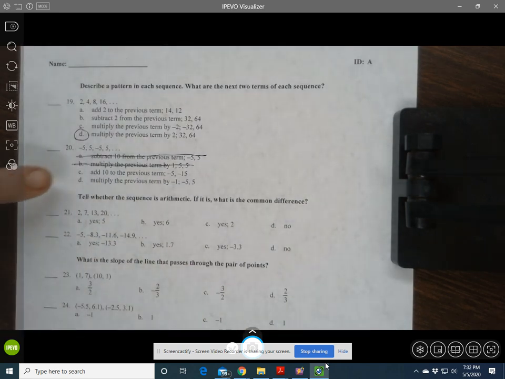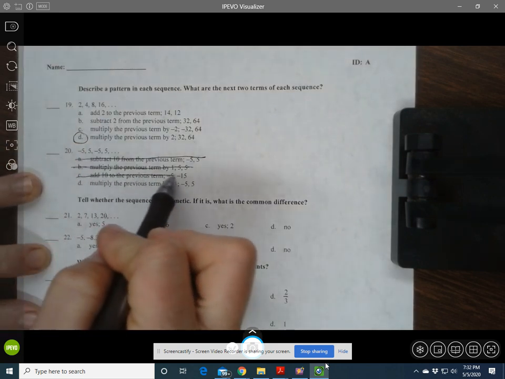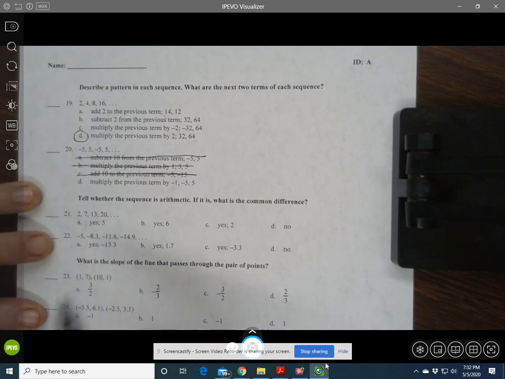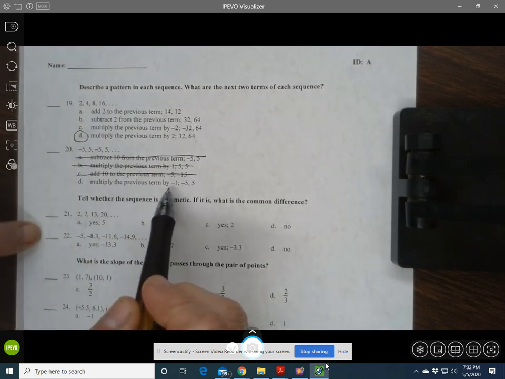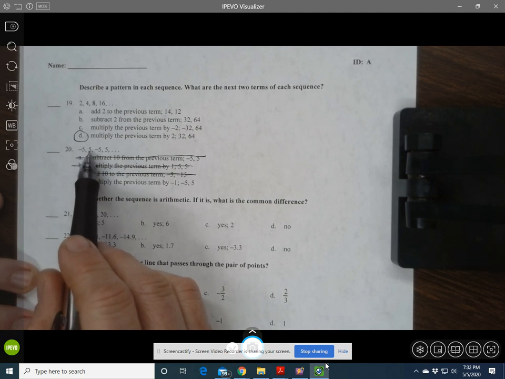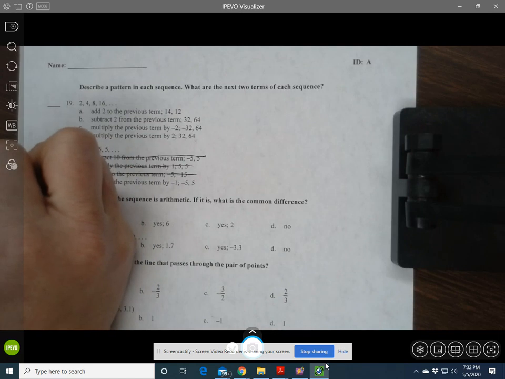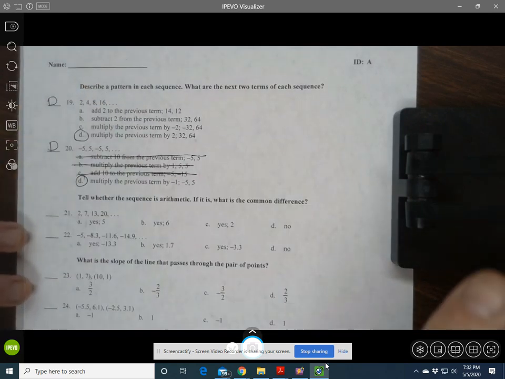This one says add 10 to the previous term. Well, -5 plus 10 is actually going to be 5. So then what is 5 plus 10? Well, that one's 15, so it cannot be that one, so don't let that one throw you off. Now, multiply the previous term by -1. -1 times -5 is going to be 5. 5 times -1 is -5, and vice versa. So it is also D.